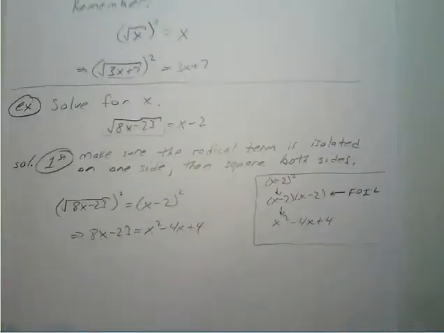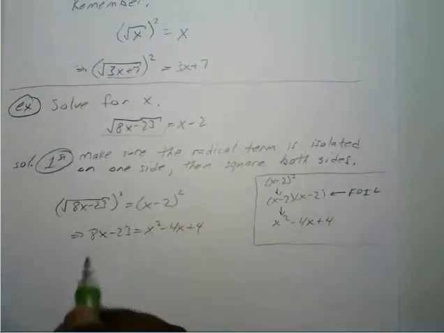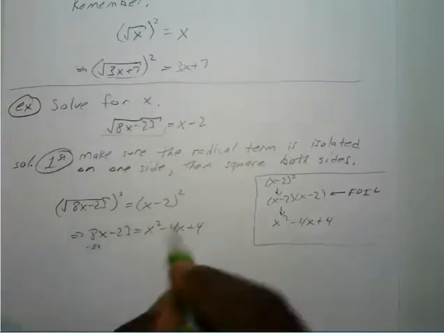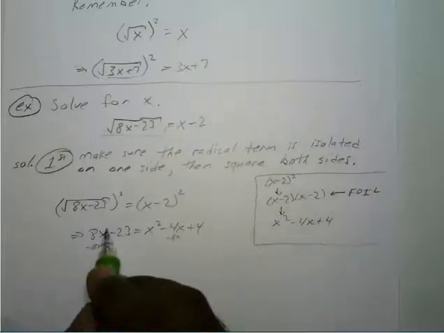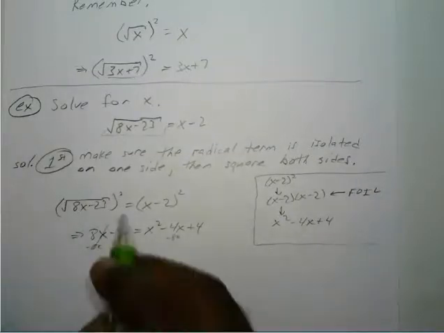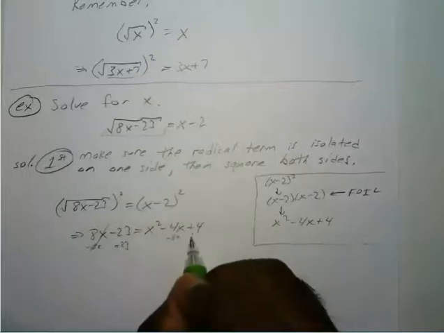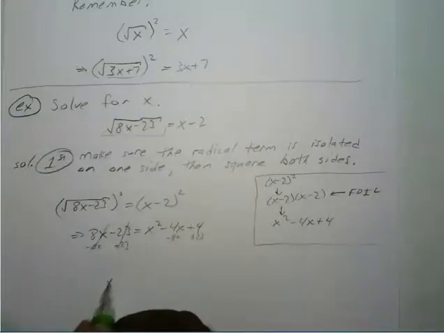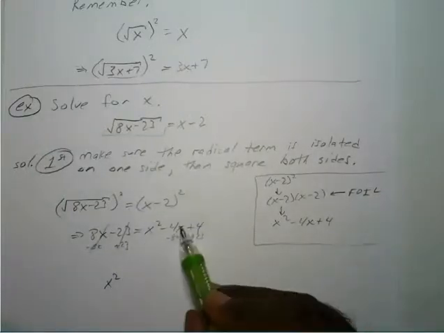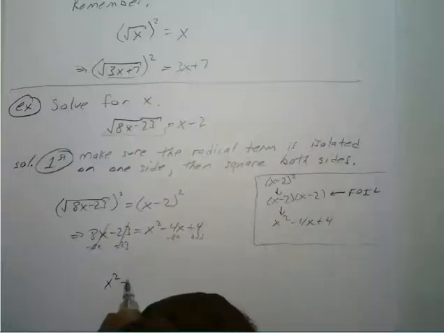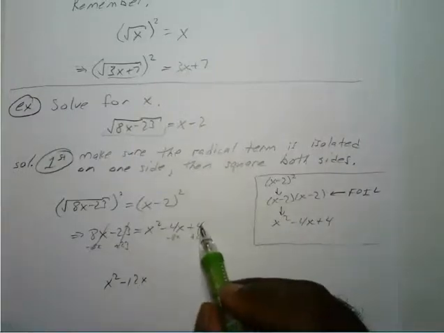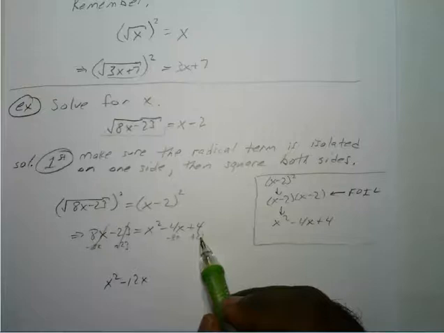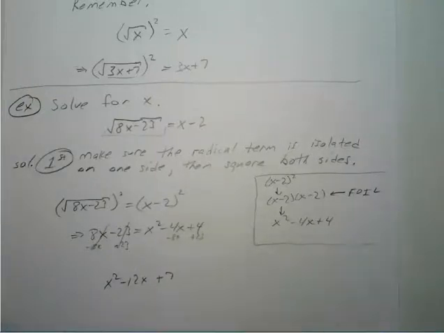Now we want to get everything to one side so we can solve this. If we subtract 8x on both sides, 8x minus 8x is 0. If we add 23 to both sides, negative 23 plus 23 is 0. So we get x squared, negative 4x minus 8x is minus 12x, and positive 4 plus 23 is plus 27.